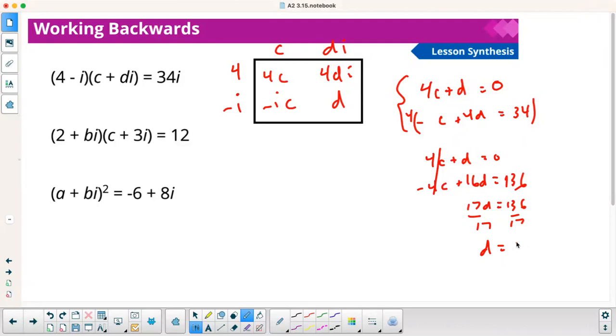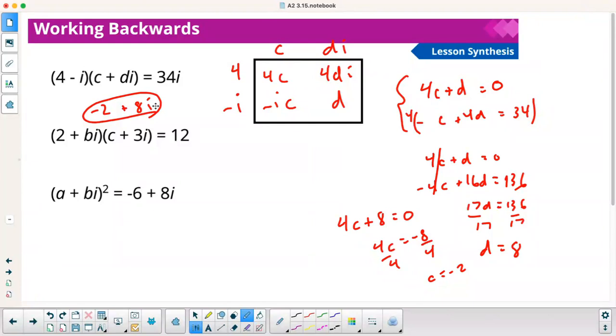So I end up getting 8 for d. Plug it back in here. Whoops, I plugged in the wrong spot. 4c plus 8 equals 0. Minus 8, 4c equals negative 8. So your answer is negative 2 plus 8i, which I think was the problem we did earlier on the card.